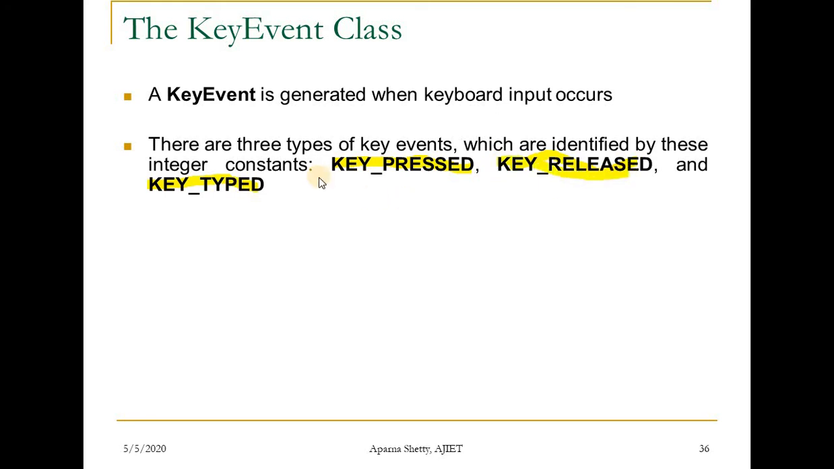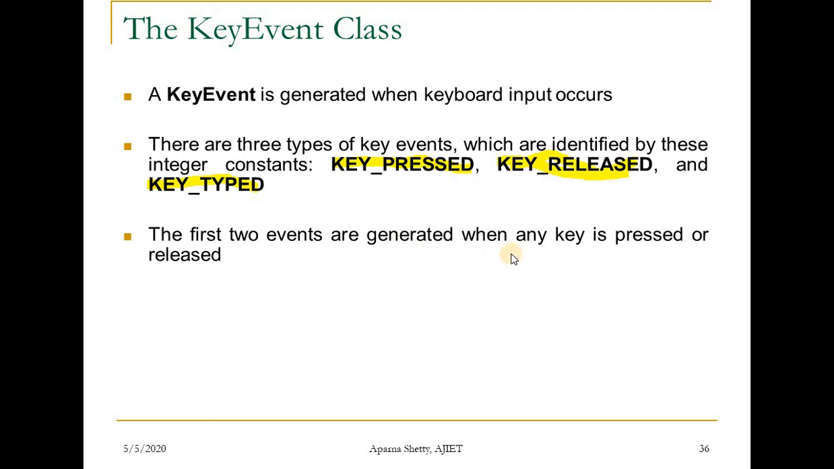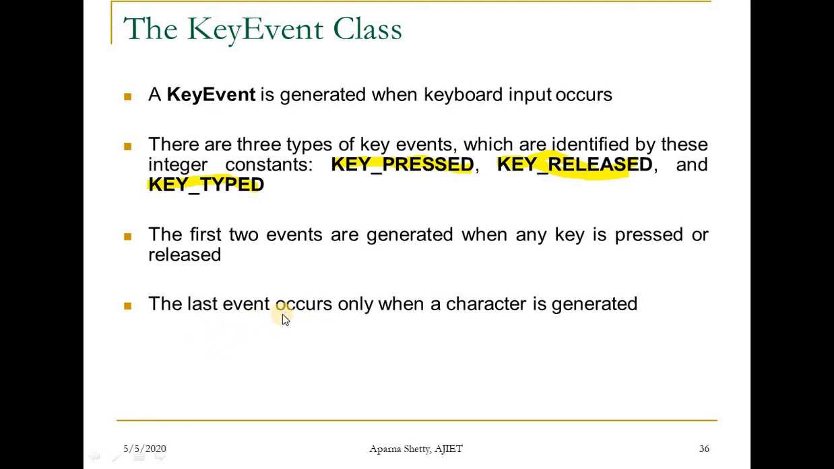The first two events are generated when a key is pressed or released. When you press any key from the keyboard or when you release any key, the first two events are generated, that is KEY_PRESSED and KEY_RELEASED. The last event occurs only when a character is generated. So as a result of pressing a key, if a character is generated, then the last event will occur, that is KEY_TYPED.